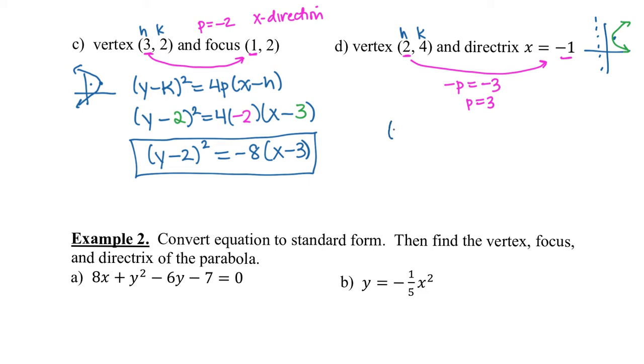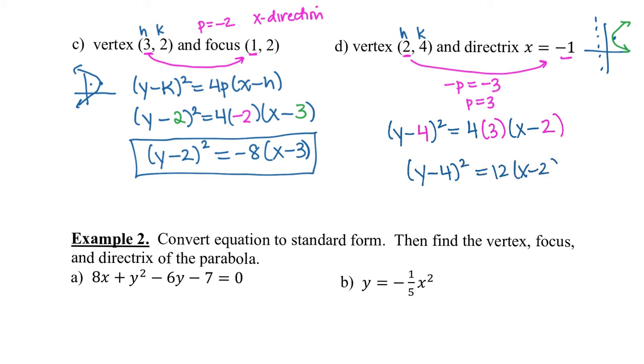So I'm going to write the general equation and then I'm going to plug it in. No, I'm not. I'm just going to plug it in. So y minus 4 squared equals 4 times p times x minus 2. Okay, and then I just multiply my 4p. Okay, and then that is the format I'm going for.